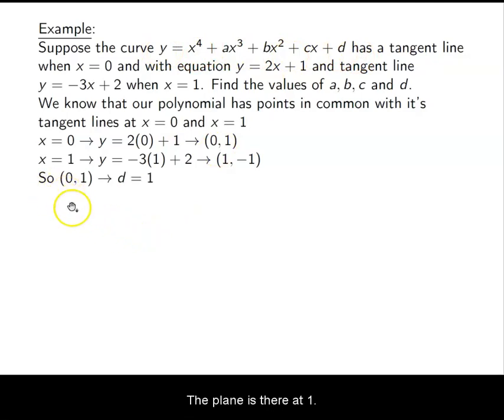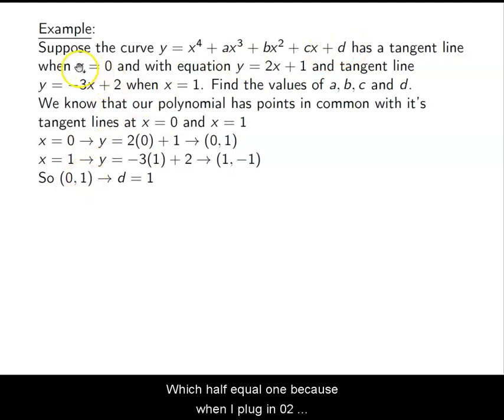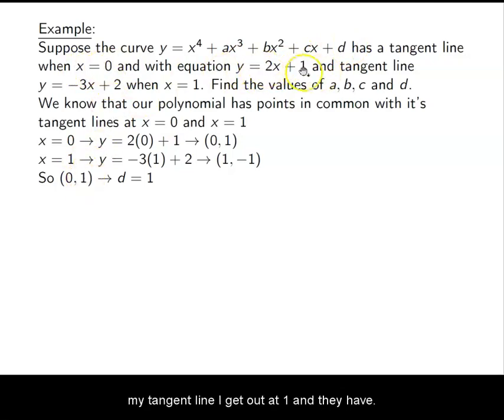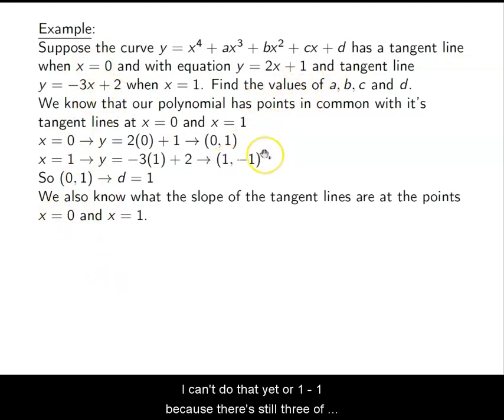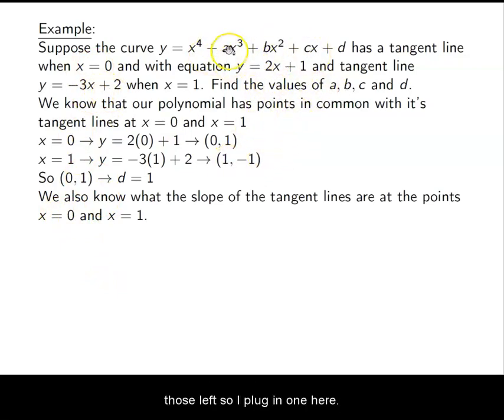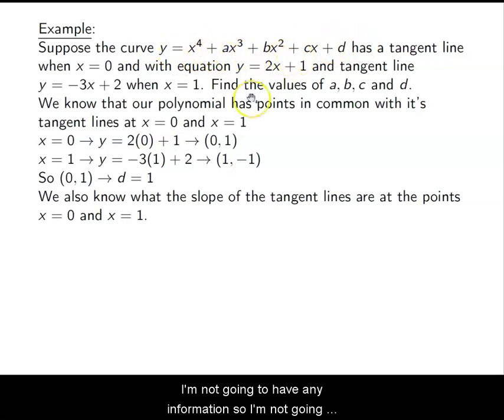So plugging in (0, 1) tells me that d is 1, right? When I plug in 0, everything goes away. I'm left with d, which has to equal 1, because when I plug in 0 to my tangent line, I get out 1, and they have a shared point only at x equals 0. I can't do that yet for (1, -1), because there are still three unknowns left. If I plug in 1 here, I'm going to get a value out, but I'm not going to have any information, so I'm not going to use this (1, -1) just yet.